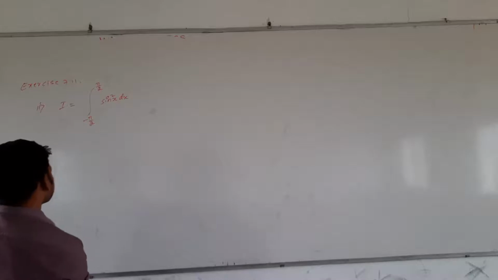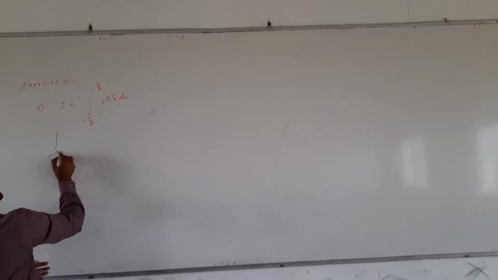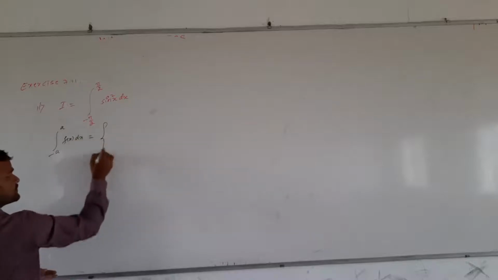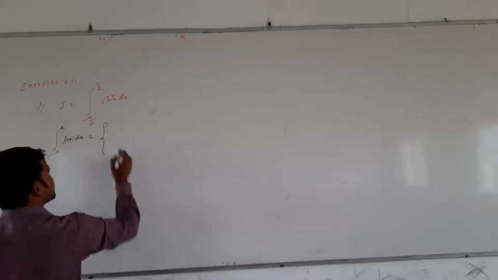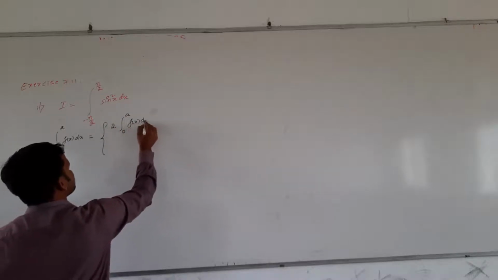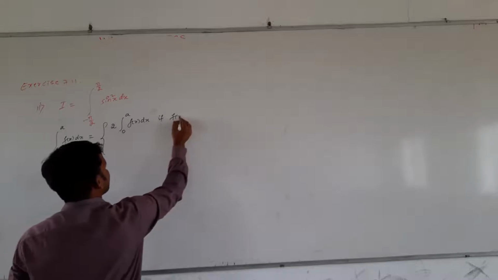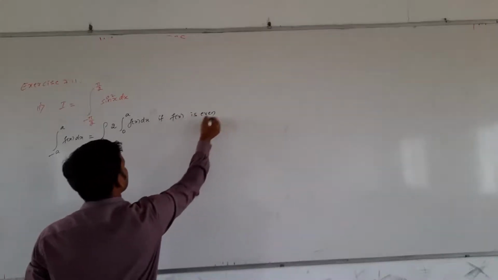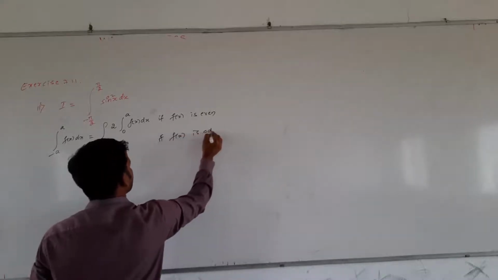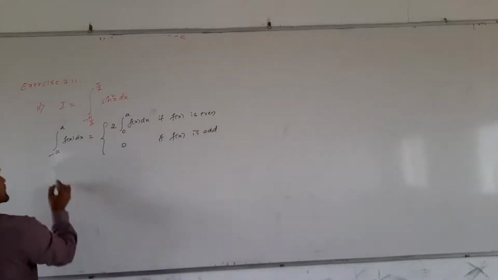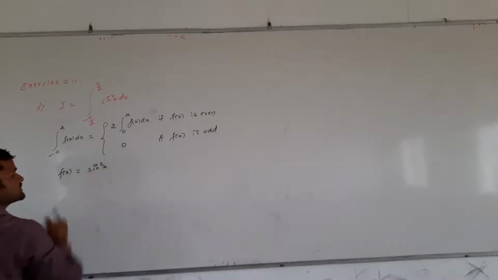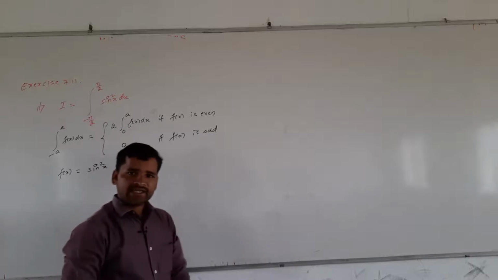First of all, we will use the property: integrating from minus a to a, f of x into dx is equal to two things. One is 2 times integrating from 0 to a, f of x into dx, if f of x is even; it is 0 if f of x is odd. Here f of x is equal to sin square x. Whether it is an even function or odd function, it is an even function.